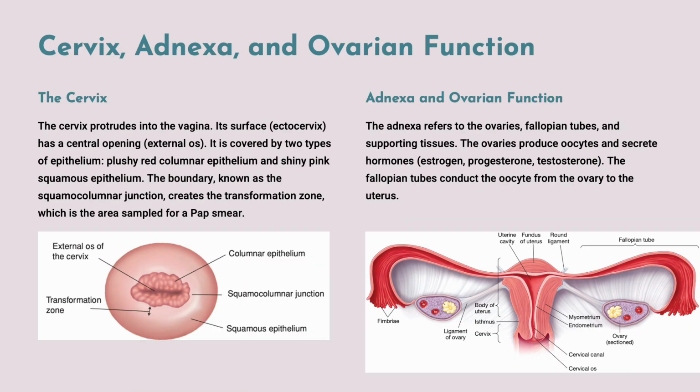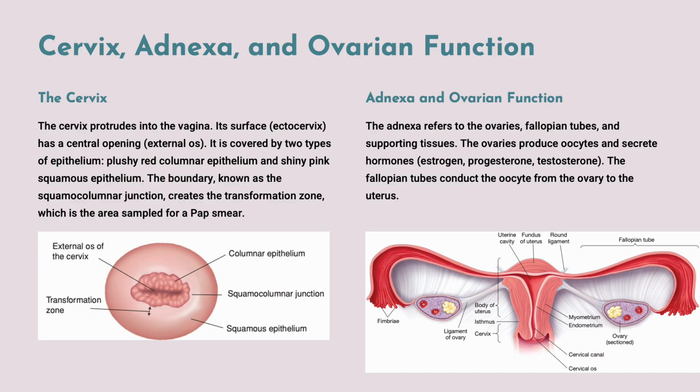The cervix protrudes into the vagina. It has an outer surface called the ectocervix, which has a central opening called an external os. Os just means mouth in Latin, right? It's covered by two types of epithelium. A columnar epithelium, which is red in color, and a shiny pink outer squamous epithelium. Its boundary is what we call the squamo-columnar junction. The squamo-columnar junction creates the transformation zone, and it is the area sampled during a pap smear.